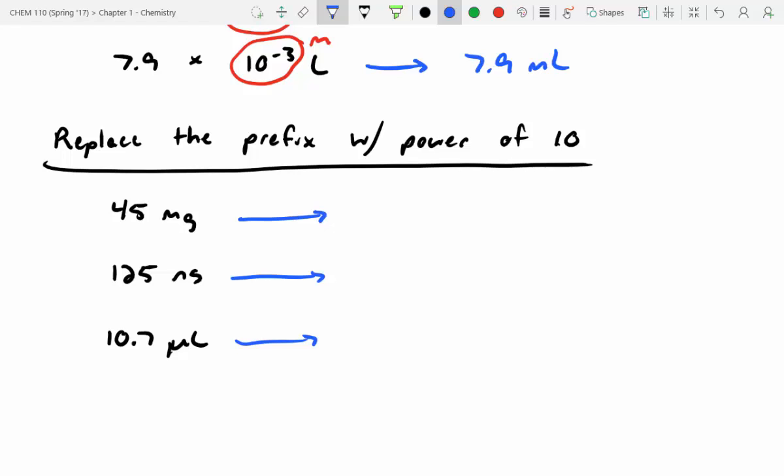Yep. Do we have to keep the number in front of the times 10 to the whatever power between 1 and 10? Yes, ideally. So let's do one as practice. That's an excellent question. So first thing is, what does the little m stand for? 10 to the negative what? Close. Negative 3, right? So m is 10 to the negative 3.